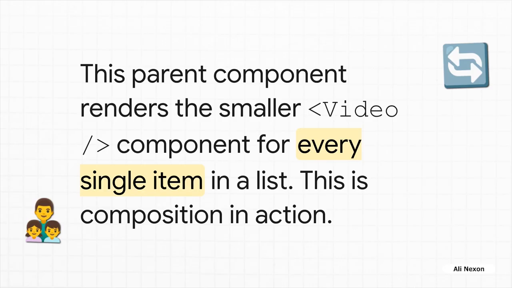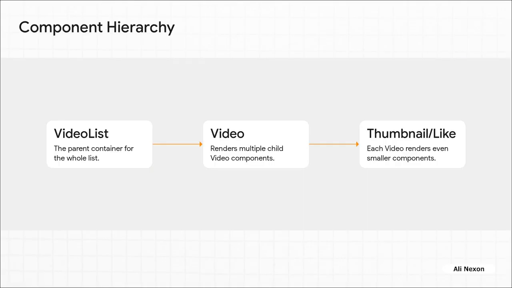That is composition. What this does is it creates a kind of family tree, what developers call a component hierarchy, or a component tree. You've got the parent, the video list, and its job is to organize all of its children. In this case, a whole bunch of video components. And each of those children can have their own children, like a thumbnail or a like button. It's components all the way down.